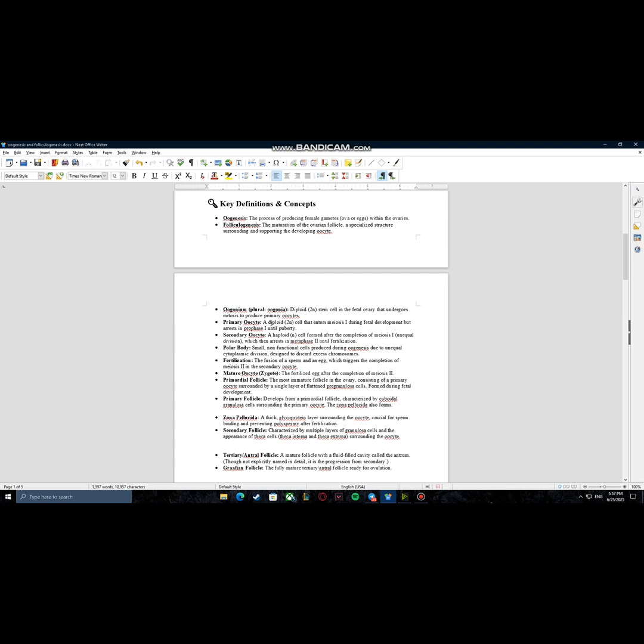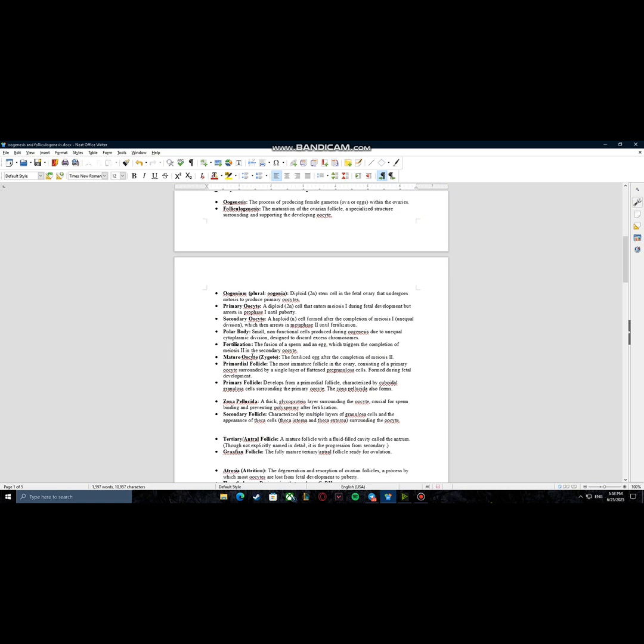A primary oocyte is a diploid 2N cell that enters meiosis 1 during fetal development, but arrests in prophase 1, which is a phase of meiosis 1, until puberty. This arrest is also important, that allows for genetic recombination.